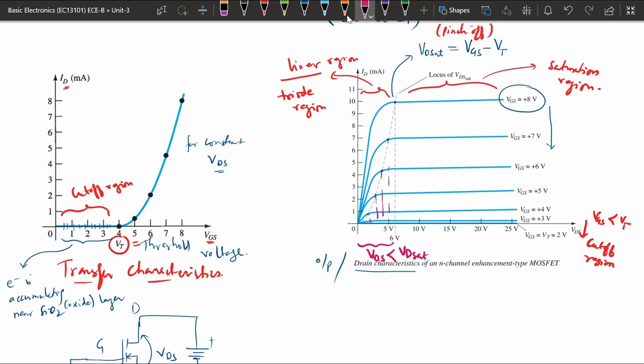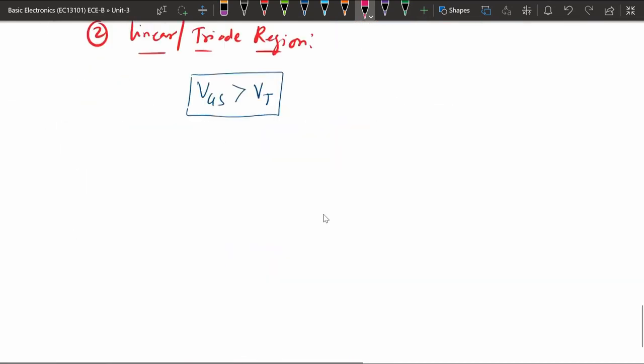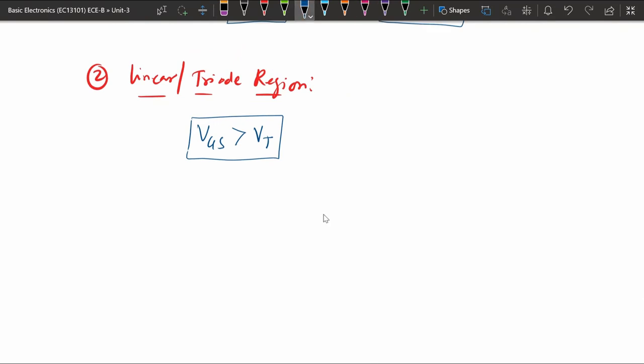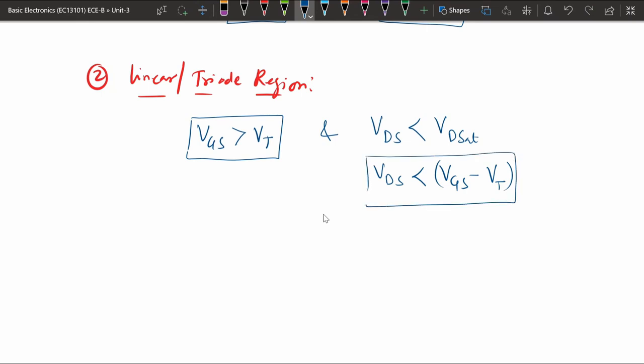because this is the VD set for the condition VGS equal to 8 volt, and this is the point for VGS equal to 7 volt. If we are applying VDS less than this VD set, from here to here, this is the region of linear region operation. So the first condition for the linear region is that VGS should be greater than VT, along with the condition that VDS should be less than VD set, which is given by VGS minus VT. This will be the condition for the MOSFET operating in the linear region.